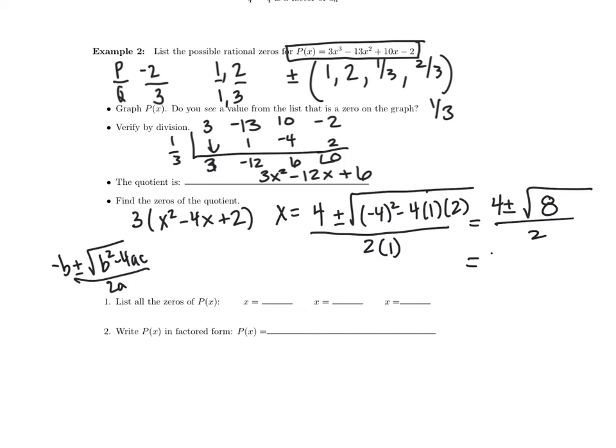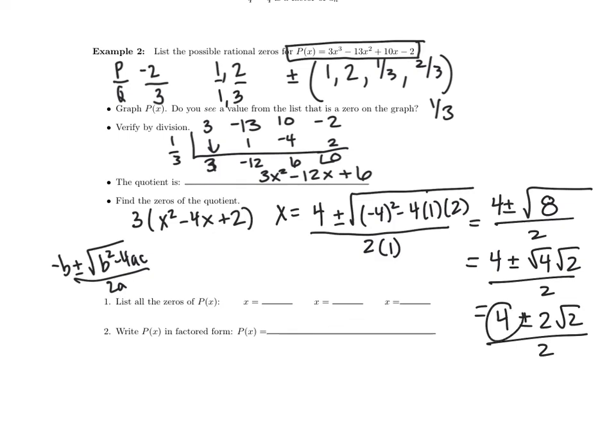Reduce your radical. The square root of 4 and the square root of 2, which is 4 plus or minus 2 square roots of 2 all over 2. And we see that all three have a 2 in common, so we divide the 4, the 2, and the 2 by 2. So our solutions, the zeros, are the 1/3 from the synthetic division, 2 plus the square root of 2, 2 minus the square root of 2.